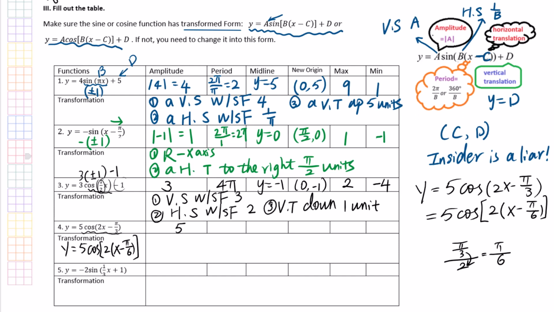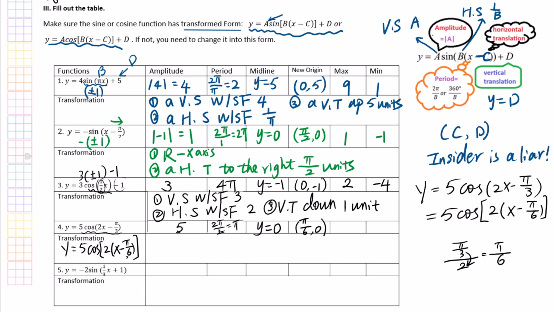Amplitude is 5. Period 2 pi over 2 equals pi. Midline. No vertical translation, y equals 0. New origin is, look at the transformation form, x minus pi over 6. Pi over 6 is a horizontal translation to the right, pi over 6 units. So positive pi over 6, 0.